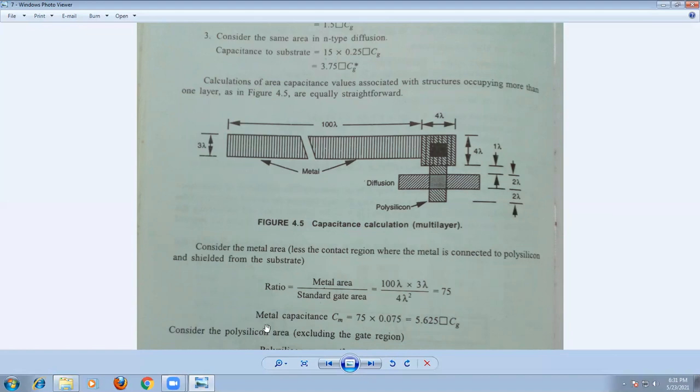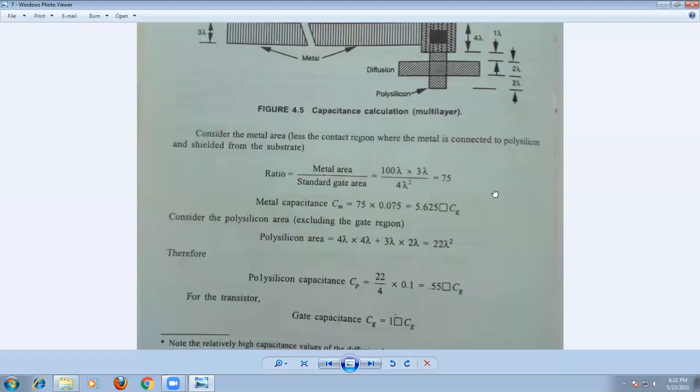Now the metal to substrate capacitance you have to consider. Metal capacitance CM is nothing but the metal to substrate capacitance for 75, and assume that the technology is not specified here. If the technology is not specified, go for the 5 micrometer technology. In the examination also, if the technology is not specified, go for that technology, right? So 75 into 0.075 is equal to 5.625 square cg, because we are using relative value. Next, consider the polysilicon area.